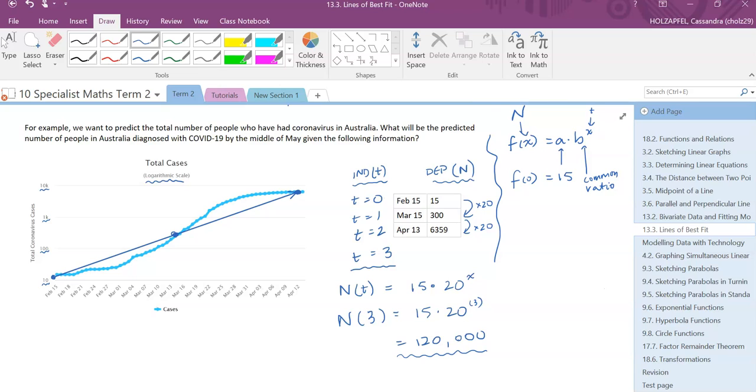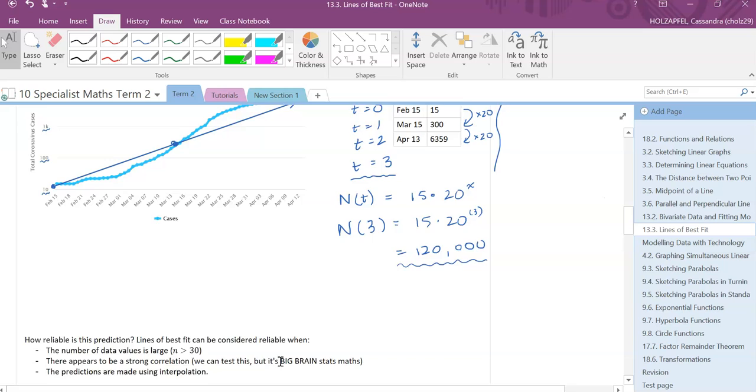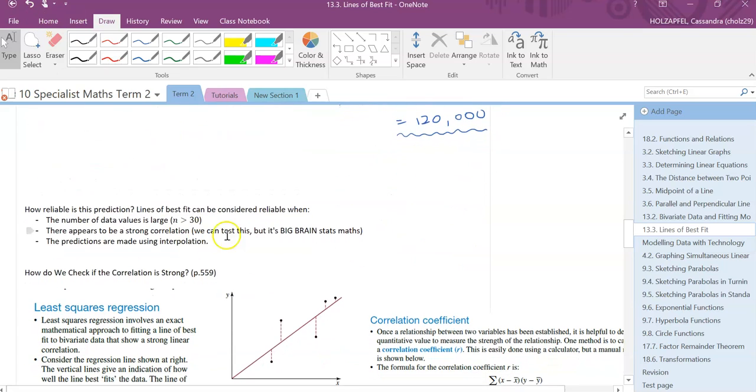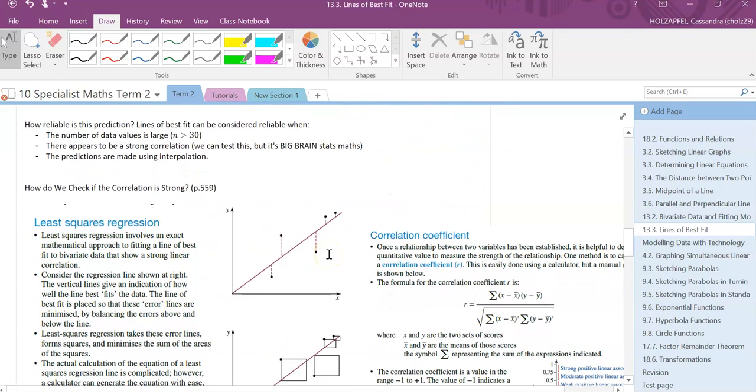So now you can kind of see the dangers of extrapolating data, especially when it comes from real world data that has impacts outside of what we're seeing on the data. Okay, because we can't see all the political mess that's going on behind the scenes here. Okay, so how reliable is this prediction? Lines of best fit can be considered reliable when the number of data values is large, and we did have a whole bunch of points there because I took like 3 months worth of data there.